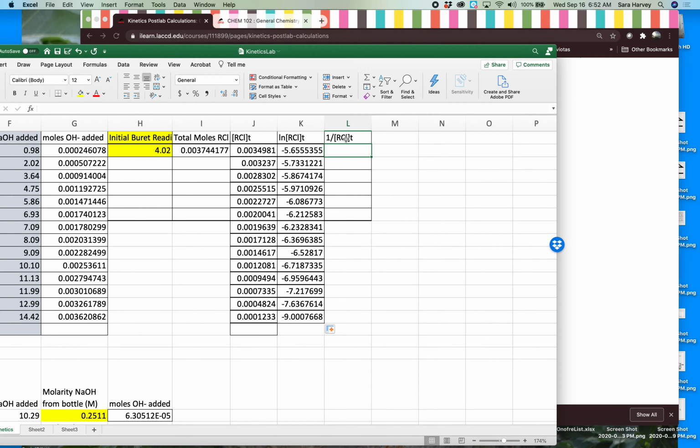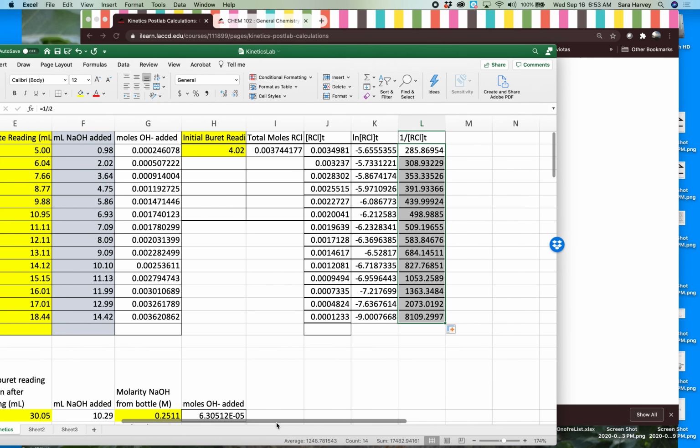Now I'm going to take the 1 over my concentration at time t, type equals, which just means Excel via calculator, 1 divided by, and that divided by, I use my right pinky finger, and it's the slash that's underneath the question mark on your keyboard. And now click on J2, because that's our concentration at time t, enter. Click here, right corner, double click. Now I have all of my data to make my graphs.